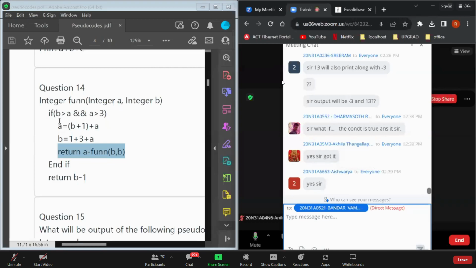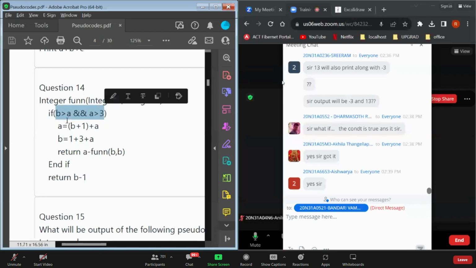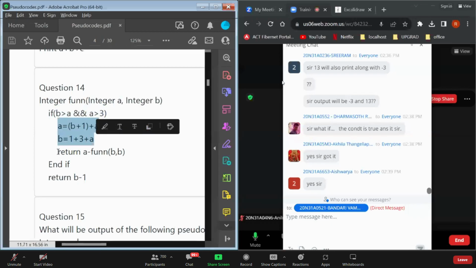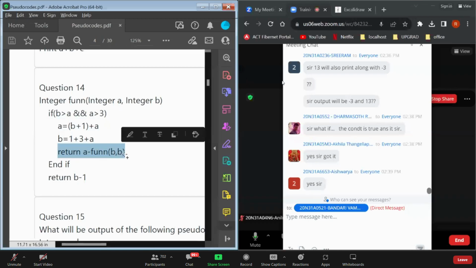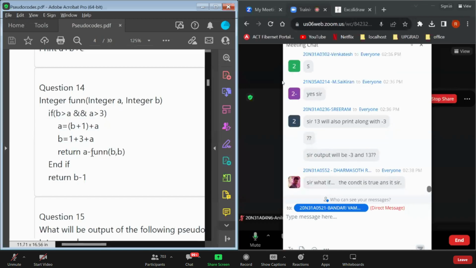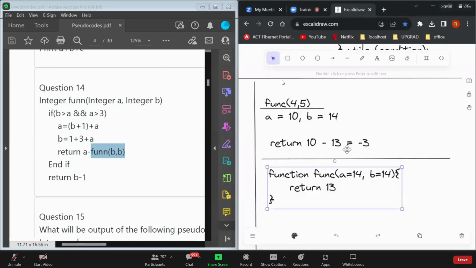What if the condition is true? See, if for the second time also the condition was true, you will be manipulating the values of a and b, and you will have a return. You have to execute this statement again. Then again you have to go for function of b comma b. However, every recursive call will have a termination point. So in examination, maximum he'll only take one level recursion, which we have seen. Maximum one or two. He'll not cross that. I've been seeing this for the past 3 to 4 years.